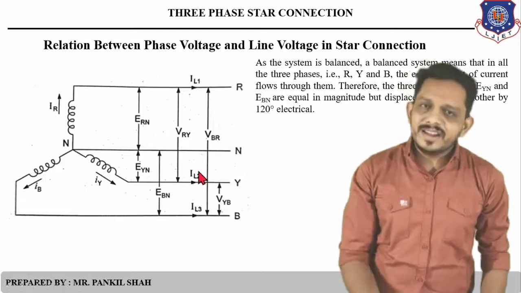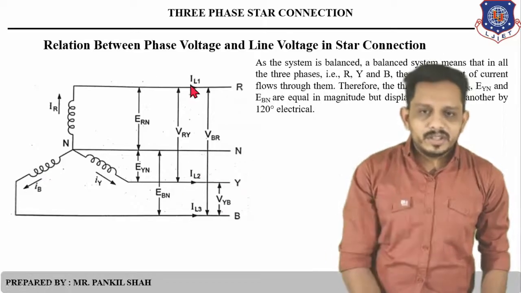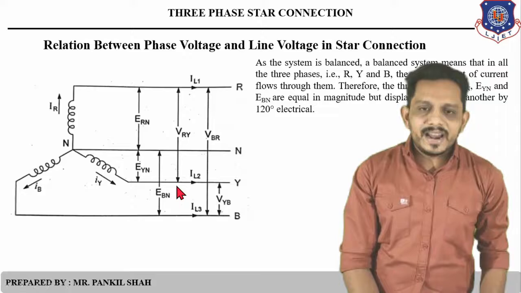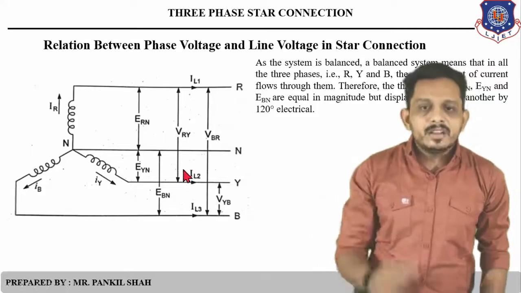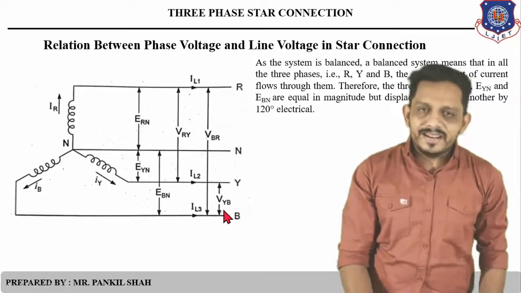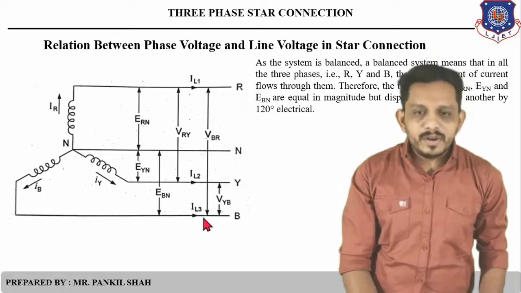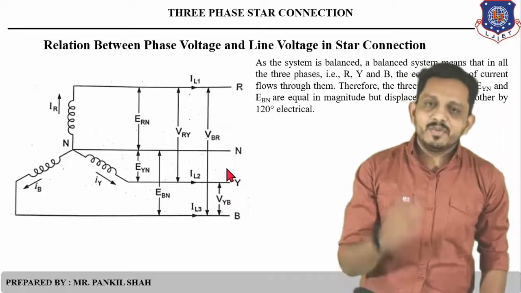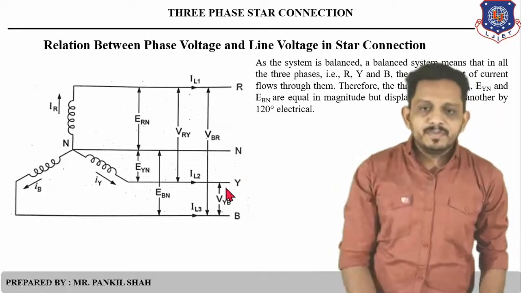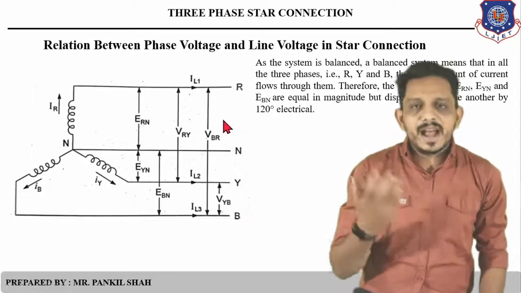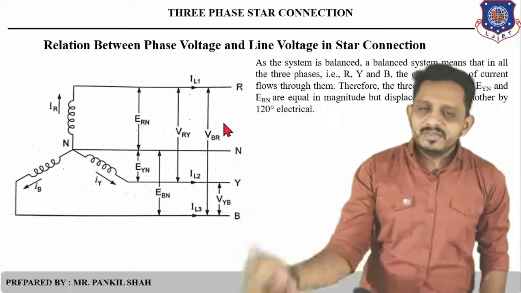Now let's define the line voltage, the line to line voltage. The voltage between R and Y line is VRY, the voltage between Y and B line is VYB, and the voltage between B and R line is VBR. So VRY, VYB and VBR are the three line voltages.